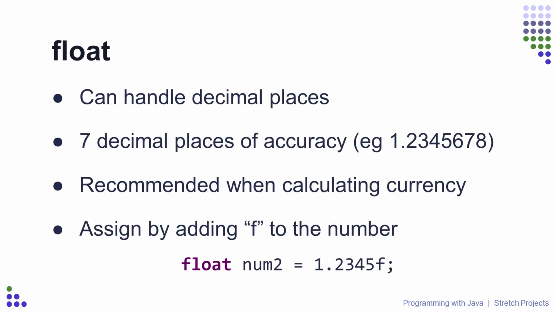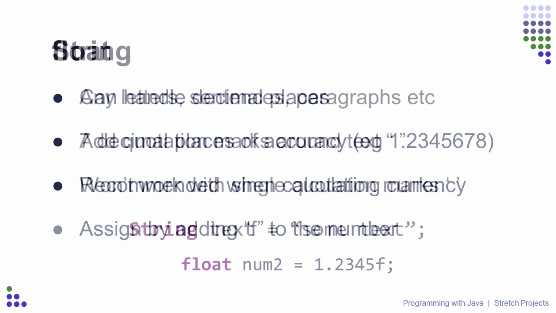Next up we have float. Float can handle decimal places, but it's only good for around 7 decimal places with accuracy. It is recommended as the data type to use whenever you're calculating anything money related. If you're manually assigning a number to a float variable, you need to place the letter F at the end of the number, for example 1.23f. You should also know that it takes more of your computer's memory to store a float compared to an int, and so you should only use them when you actually need to.